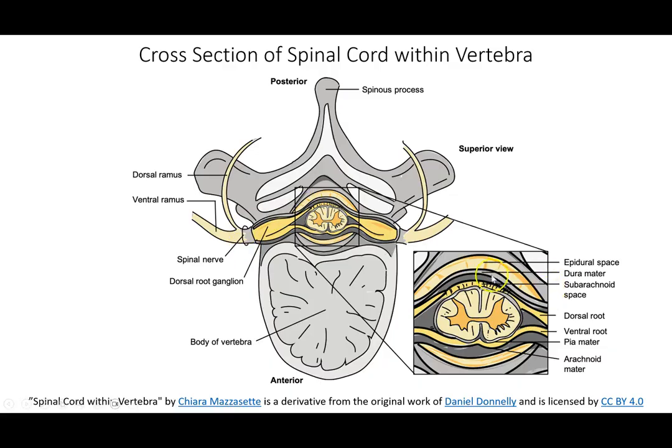And if we zoom in a bit more, here's that dura mater. Here is going to be the arachnoid, subarachnoid space in here, which is going to have the cerebrospinal fluid, and then the pia mater lining directly on the surface of the spinal cord.